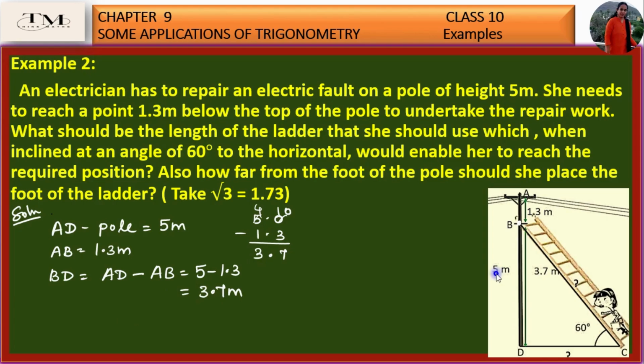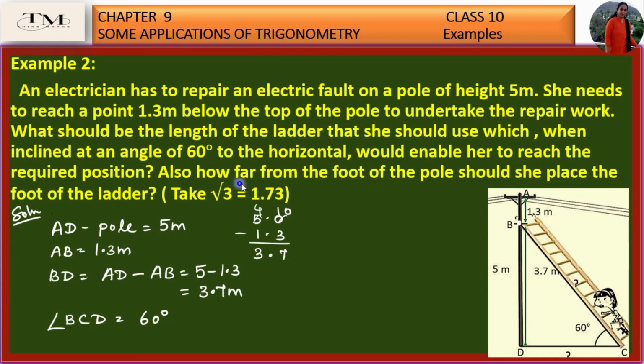Now next one, which one we need? What is given here? What should be the length of the ladder? So we should find BC that she should use, which when inclined at an angle 60 degree to the horizontal. So the angle between the ladder and the horizontal is 60 degree. Okay. So this is angle BCD, angle BCD equal to 60 degree.